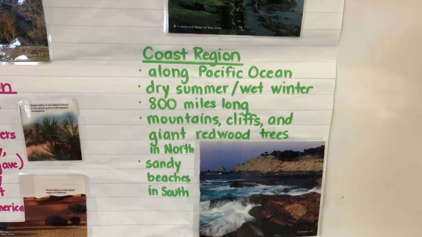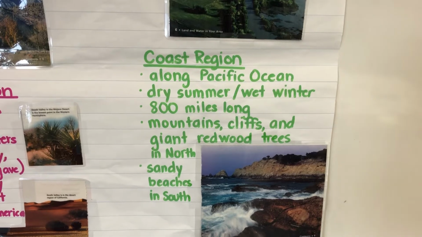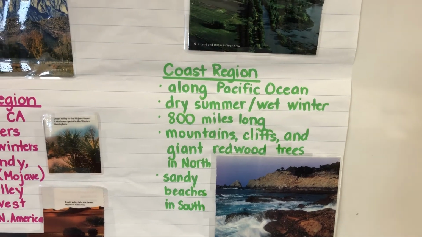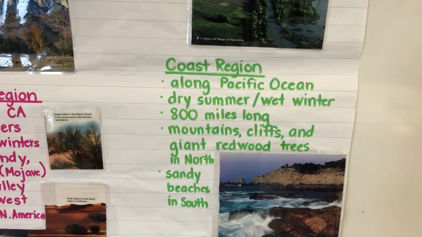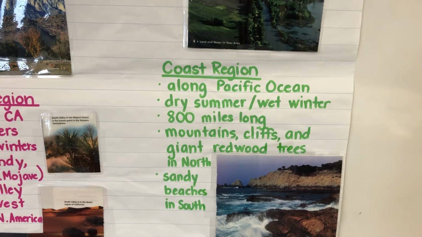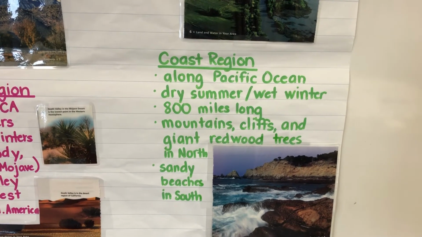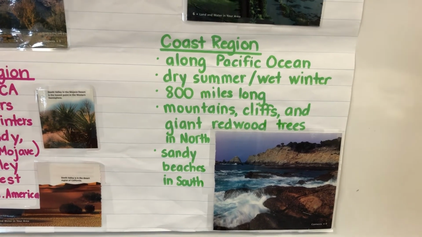And last, we have our coastal region where we live. The coastal region is all along the Pacific Ocean. We typically have dry summers with wet winters, but we don't have a huge variation of temperature. The coastal region is about 800 miles long and is characterized by mountains, cliffs, and giant redwood trees in the north. The beaches in the south are sandier than the beaches in the north.